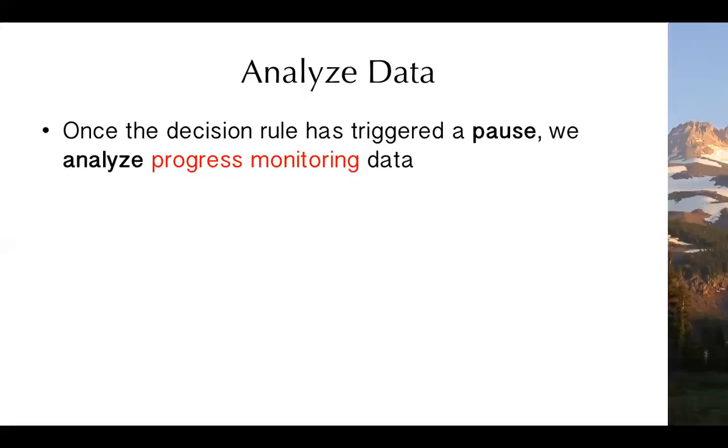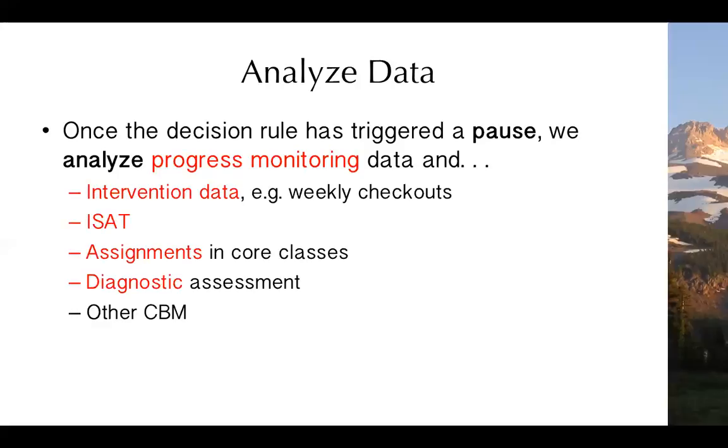Decision rules are generally pretty simple, and we might say that those students are below the aim line, and well, now they're below the aim line, so let's analyze a little bit more. So we can look at that progress monitoring data, but there are also other pieces of information that we would want to bring in. So intervention data is going to be a part of that as well. How are they doing on those skills that are being taught? The one piece that's not on here that I think would also be really important is those core pieces of assessment. How did they do on that latest social studies assignment? How did they do on that science quiz?